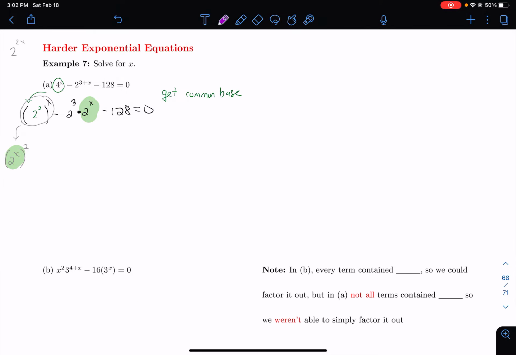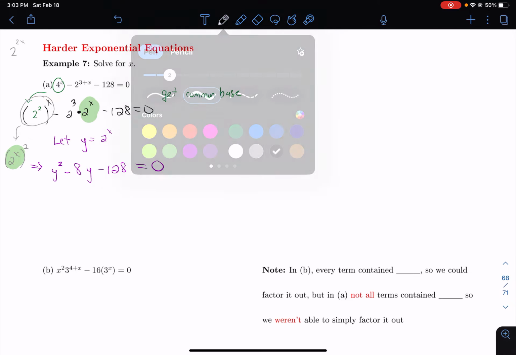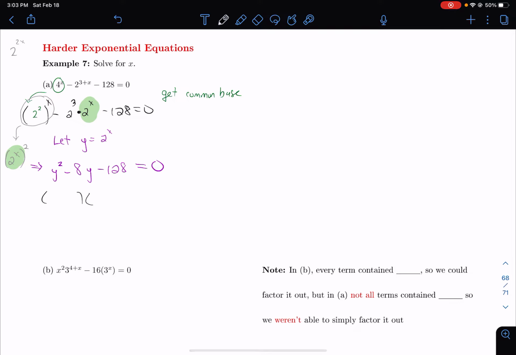So let's pick a new variable, like y, and let's let y be 2 to the x. And substituting now, this implies the first term becomes y squared, and you get minus 2 cubed, which is 8, times y, minus 128, and that equals 0. Okay, so this was a hidden quadratic. Making this substitution turned it into a quadratic. All right, so now let us try to factor this quadratic.